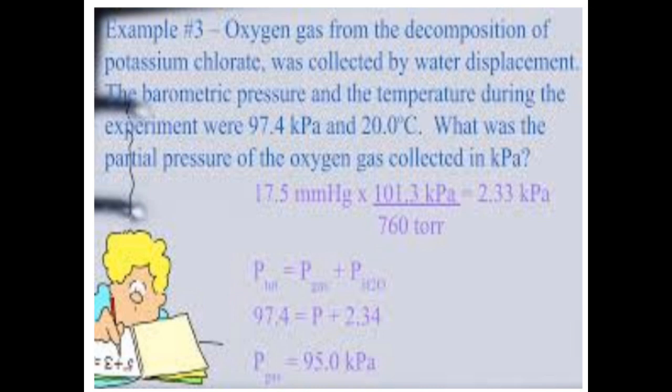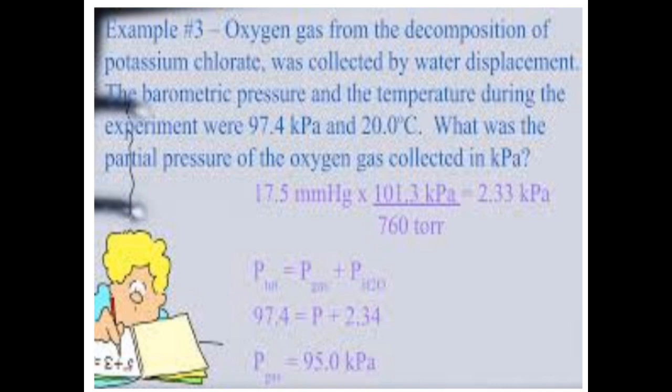What was the partial pressure? We are looking for partial pressure. Let's check what we have in the question. The total pressure is given. Hope you know that. 97.4 kilopascal. How did we know that that thing is total pressure? Read the question again. Oxygen gas from the decomposition of potassium chlorate was collected by water displacement. The barometric pressure and the temperature during the experiment were, you see it now, the pressure during the experiment is 97.4, while the temperature, we don't need temperature now. Temperature is always constant in partial pressure.